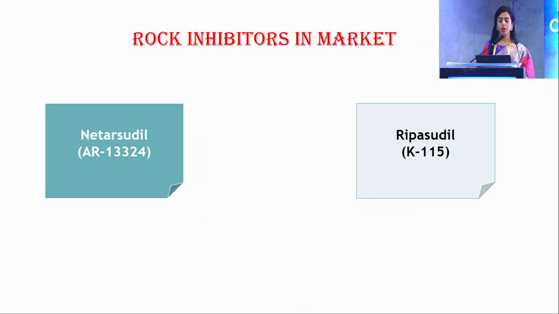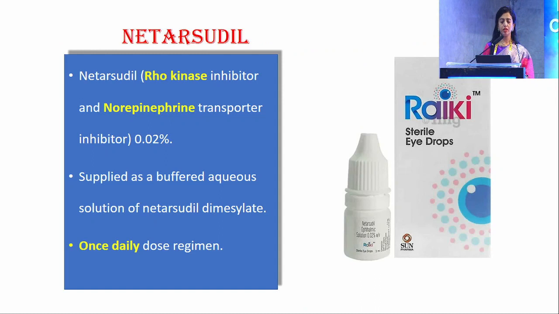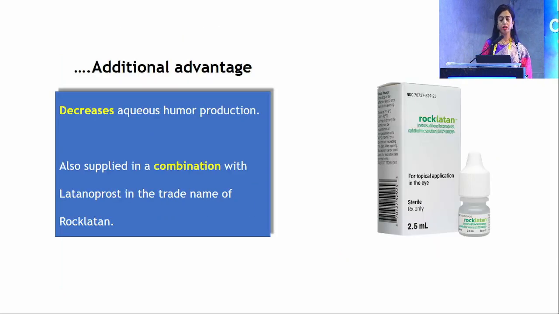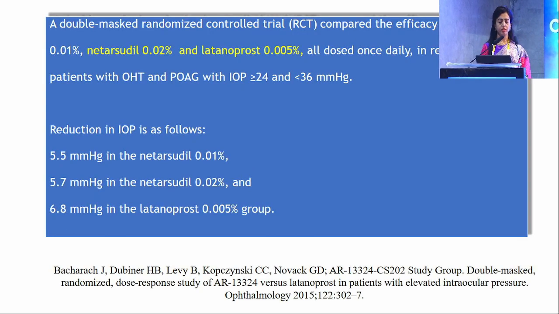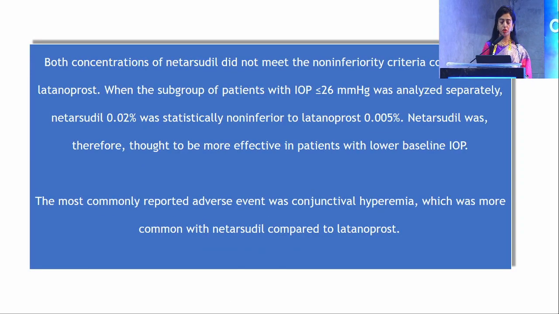The ROCK inhibitors available in the market at present are netarsudil and ripasudil. Rhopressa is the netarsudil eye drop. It is applied once daily. An additional advantage is that it decreases aqueous humor production, and it is also supplied in combination with latanoprost under the trade name Rocklatan. These are a few of the studies, which I am not going into details.